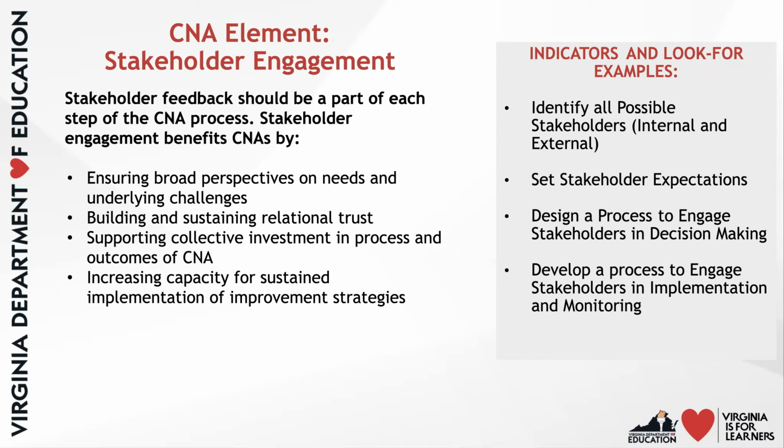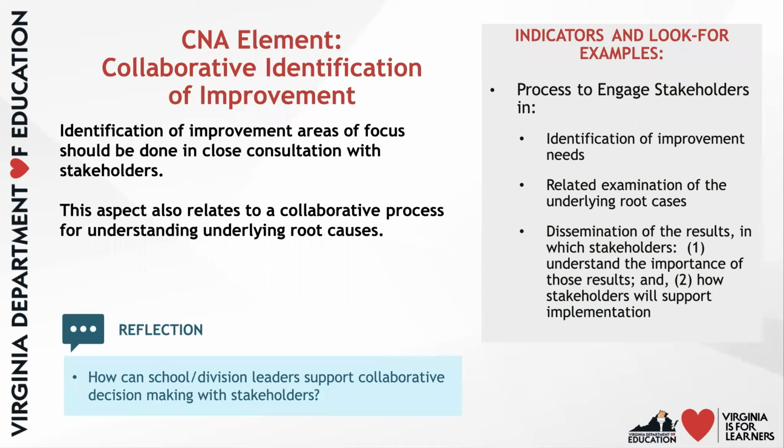Now, to the left, you will see indicators and examples for stakeholder engagement. You will look for stakeholders, both internally and externally. You will set expectations for stakeholders. They really need to know what they are expected to do. And then you want to have a process to engage stakeholders in the decision-making process and the implementation and monitoring. You want them to become true partners throughout the continuous improvement process.